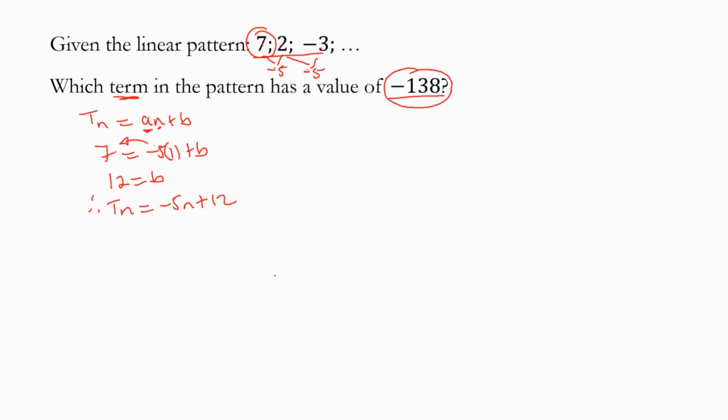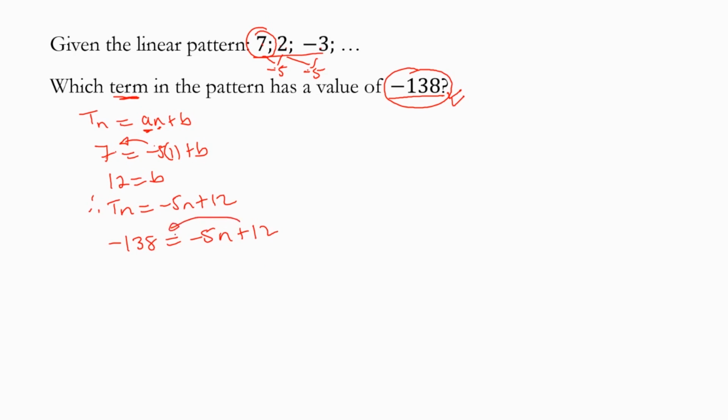Now, it says which term in the pattern is the value of negative 138? What are we looking for here? Term number what? In the pattern, term number what? So we're looking for n. We're given the term. This is the term in the pattern, so this is Tn. So negative 138 is equal to negative 5n plus 12. You have to check what you are looking for. Are you looking for the term or are you looking for the term number?